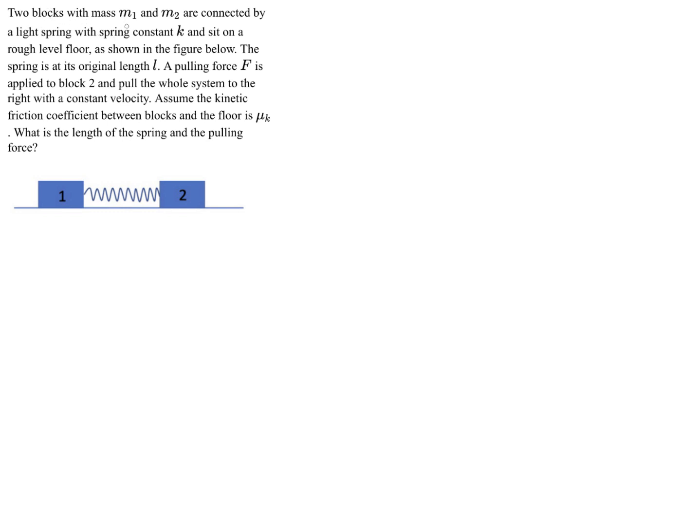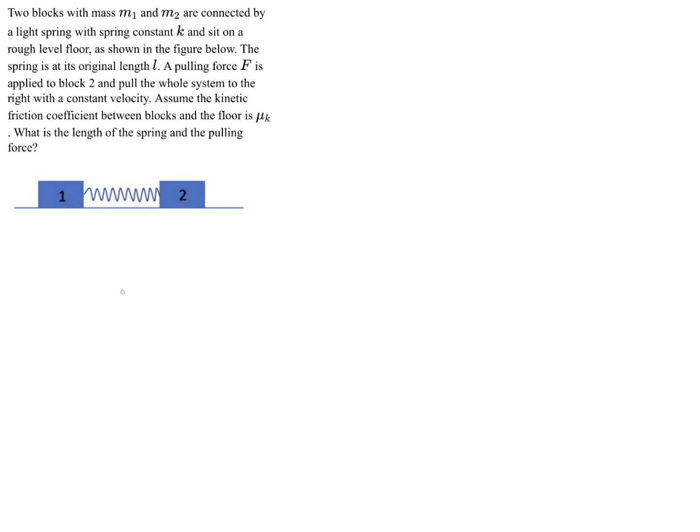Two blocks with mass m1 and m2 are connected by a light spring with spring constant K and sit on a rough level floor, as shown in the figure below. The spring is at its original length L. A pulling force F is applied to block 2 and pulls the whole system to the right with a constant velocity. Assume the kinetic friction coefficient between the blocks and the floor is mu K. What is the length of the spring and the pulling force?